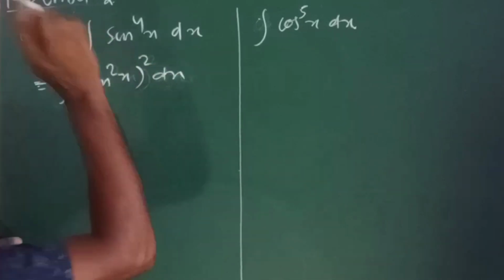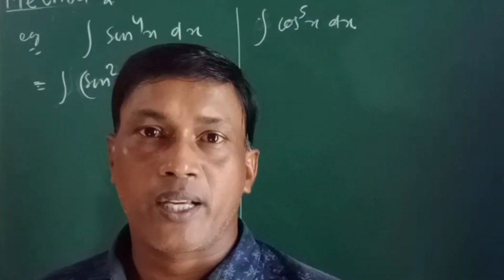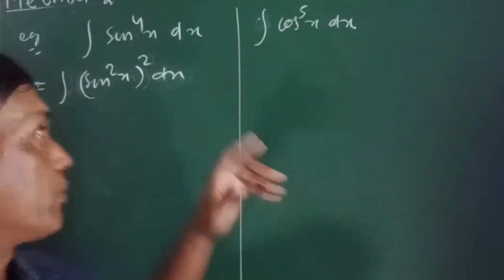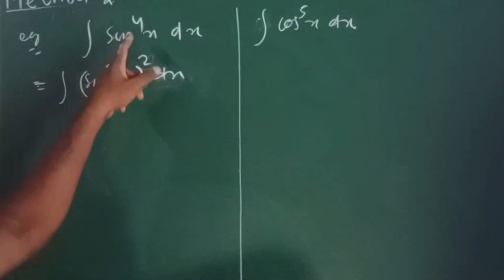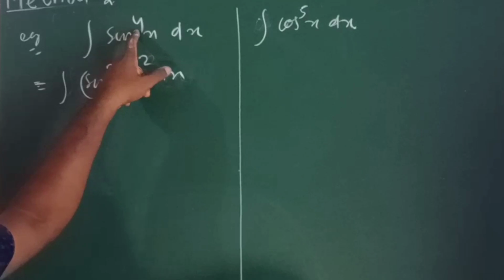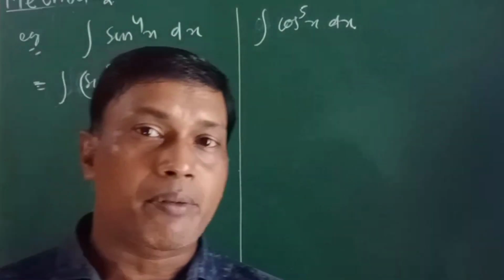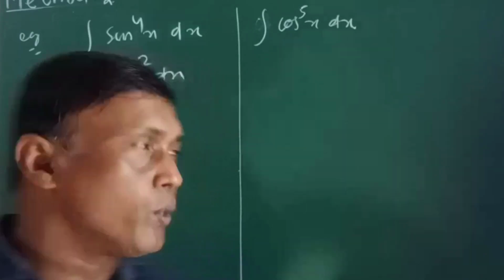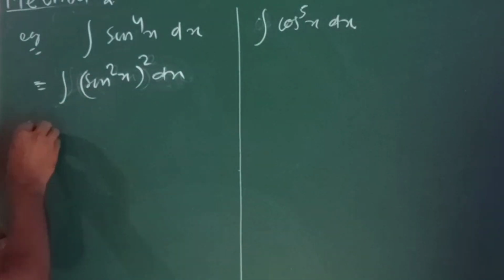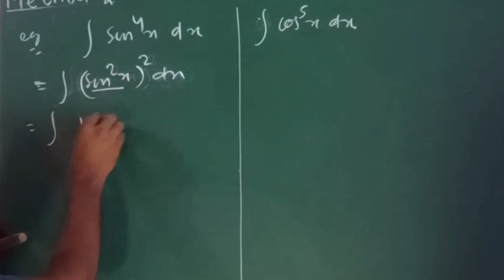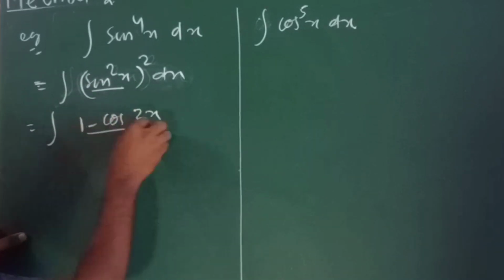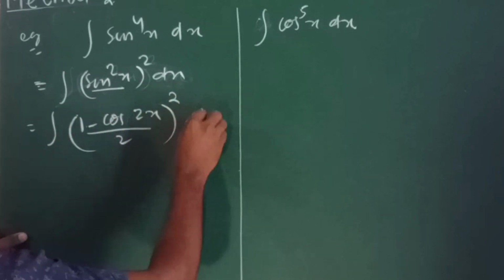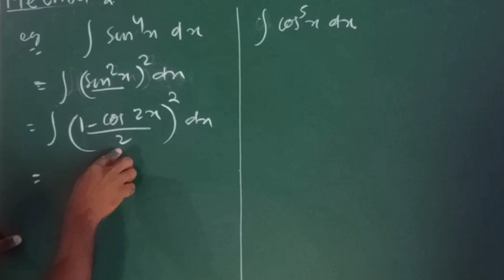Now I find sin square, and this sin square is originated from the sin to the power 4 term. That means here the power originally is even. If sin square is originated from even power, then put sin square x is equal to 1 minus cos 2x by 2. So I will put here sin square x as 1 minus cos 2x by 2 to the power 2 dx, and the square of 2 is 4.